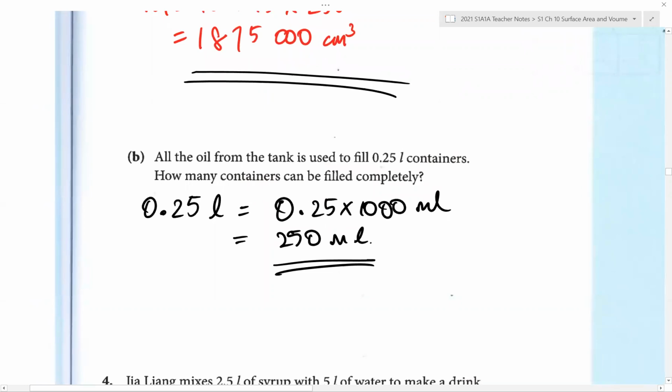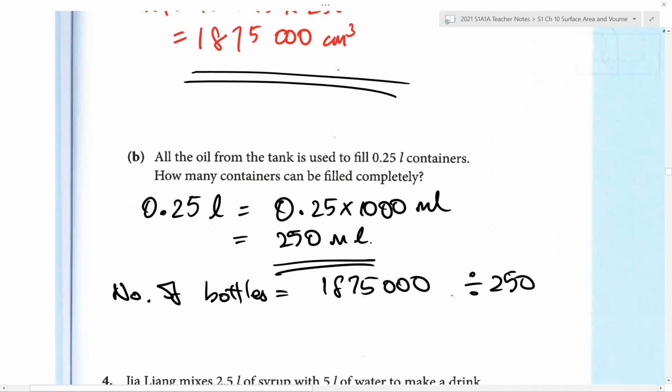It's the same question as yesterday, right? That big swimming pool of water, we have to fill into little bottles. So now I've got another big tank of oil. I've got little bottles. So what should I do? Number of bottles. What do you do? 1875000 divided by 250. Okay, this is also the same as 250 cubic centimeters. And then we get an answer. 1875000, 7,500. Yes, that's it.